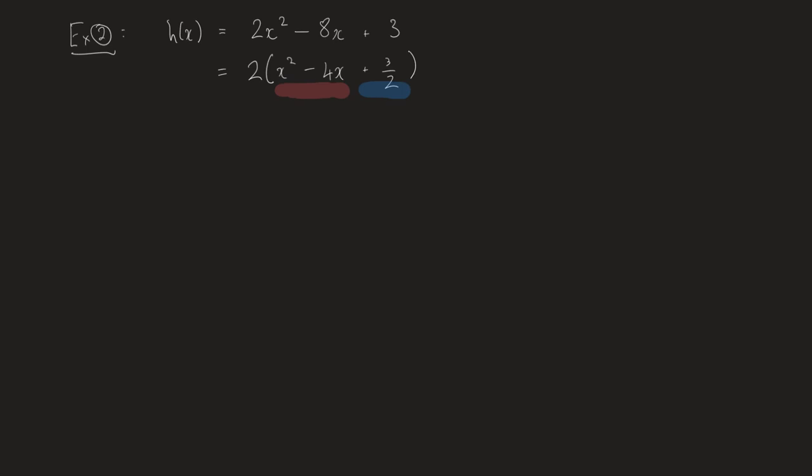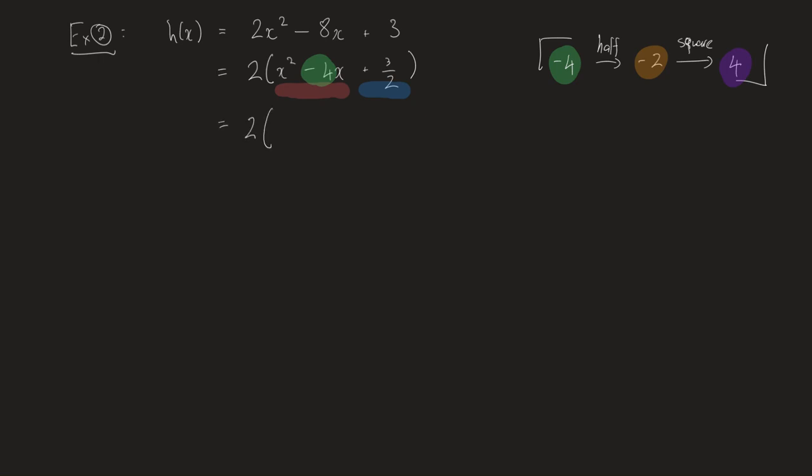So what do I do? Well, I identify that coefficient of x. In this case, that is negative 4. So I will half that quantity to get negative 2. And I will square that to get 4. So these are the quantities I'm going to use to complete the square. So let's do it, remembering that 2 hanging around outside.